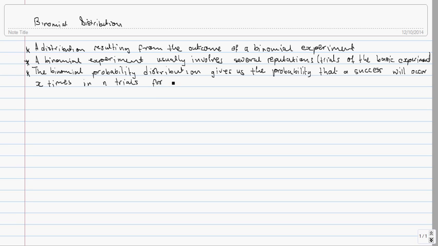For X will take values from 0, 1, 2, 3 up to N. So this probability will give us the probability that a success will occur X times in all these number of trials. So it is telling us that a success will occur maybe 3 times, or it can occur N times in these trials. Now let's look at the characteristics of a binomial distribution.